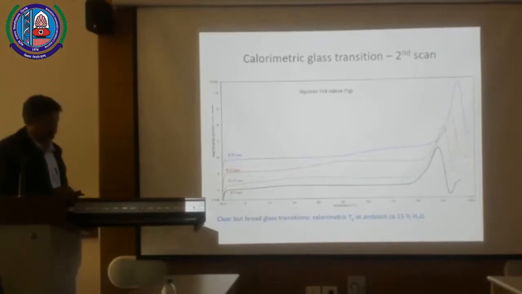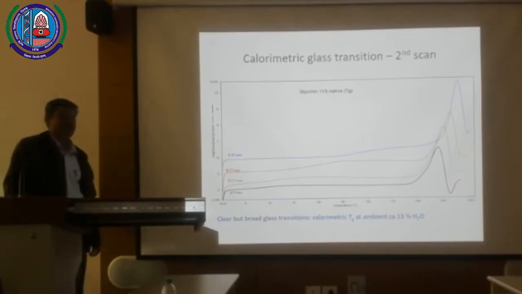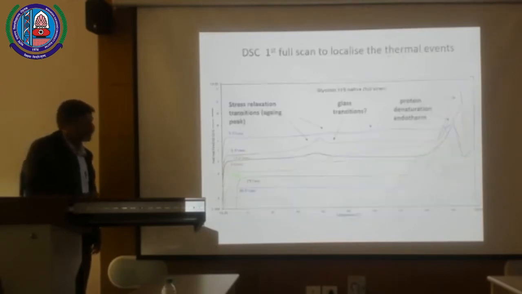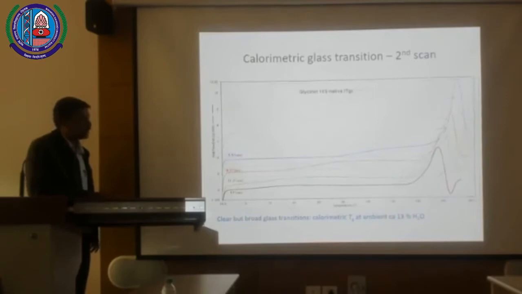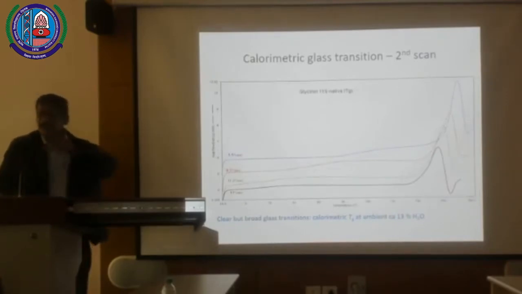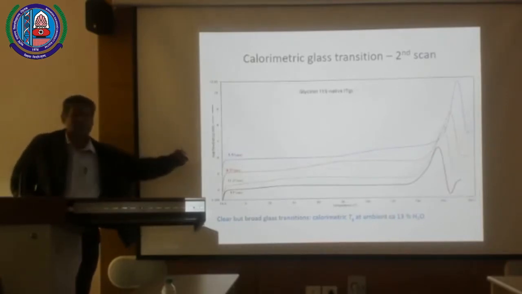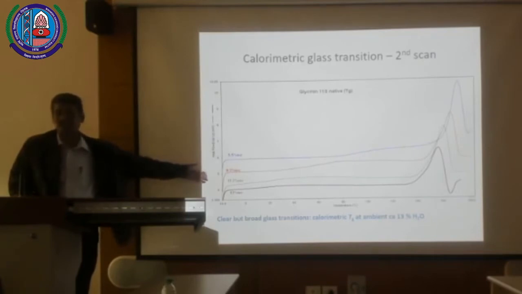Coming to here, when you do a first scan here and a second scan here, please carefully notice this one. You don't see this peak here in the second scan. The aging peak is not there because we have erased it. We heated that sample, and the thermal history has been erased. So we have a freshly prepared sample.